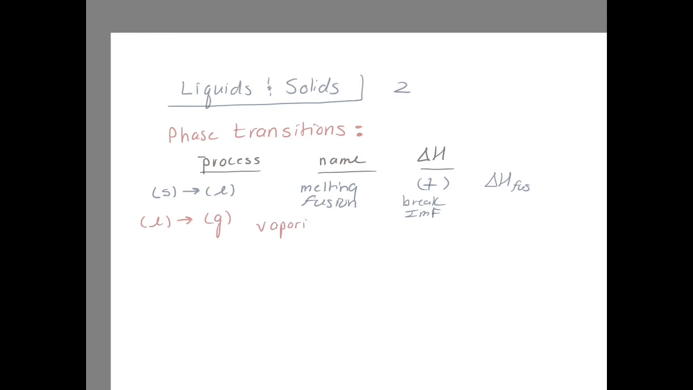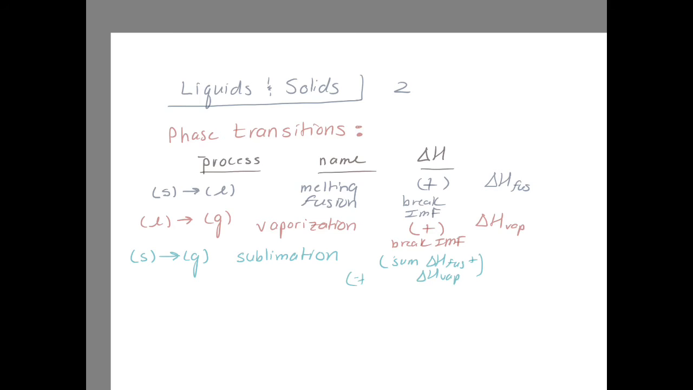Liquid to a gas is vaporization. It too has a positive enthalpy change because we are breaking intermolecular forces. And the enthalpy is delta H vap. We can go from the solid directly to the gas. That's sublimation. It's the combined processes of the two previous, that of melting and vaporization. So the delta H is the sum of those two things, and it is delta H sublimation.